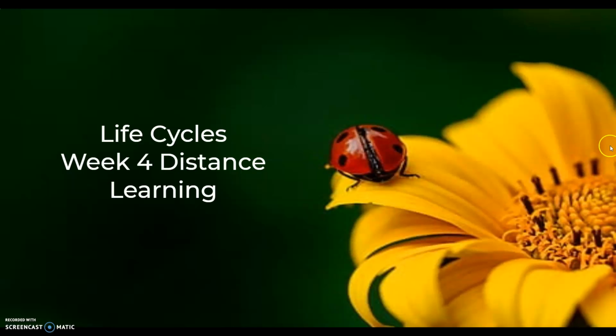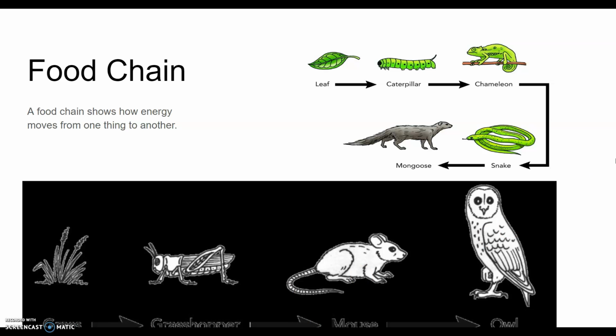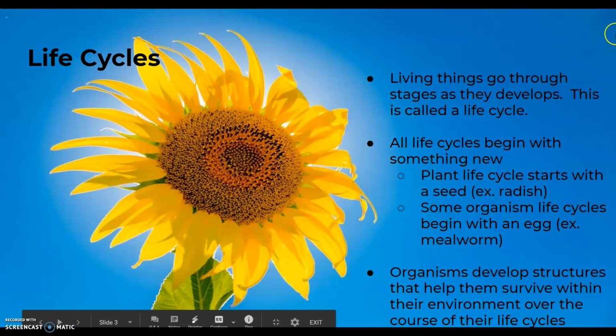Last week, we analyzed how energy is transferred through an ecosystem via food chains and food webs. This week, we'll look at how organisms change on an individual basis over the course of their lives.